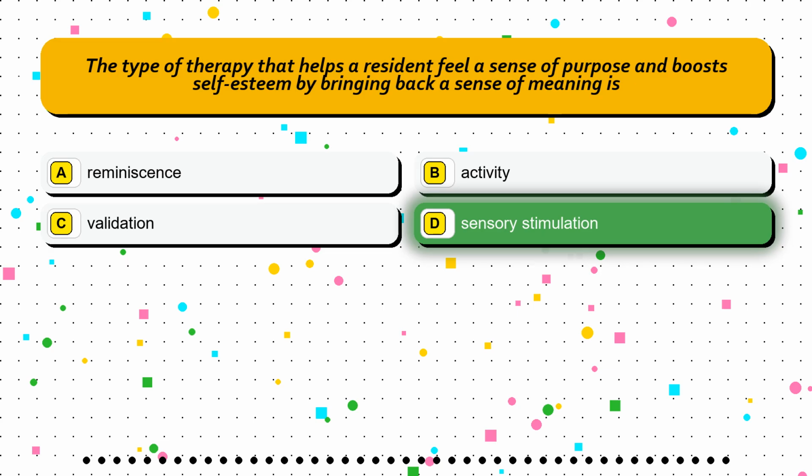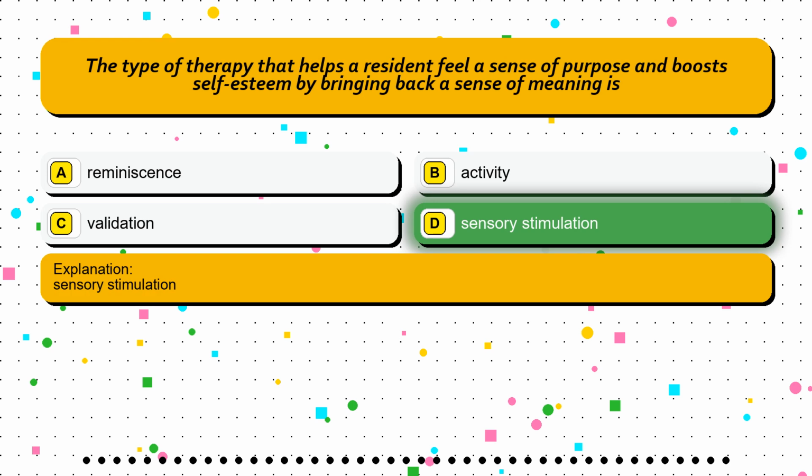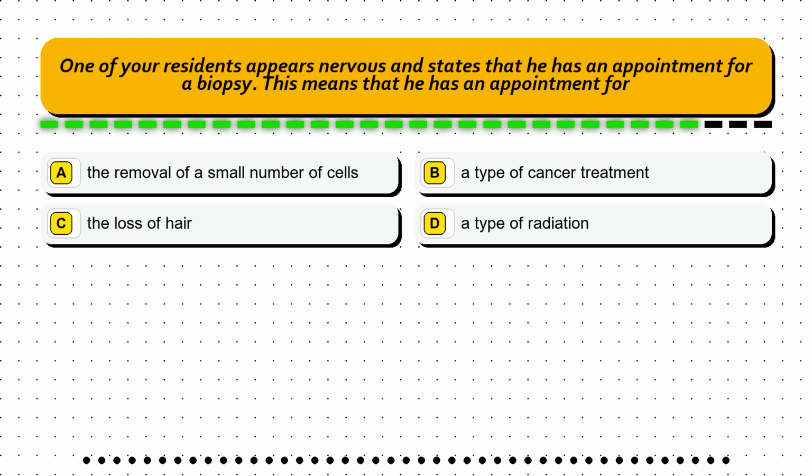The correct answer is option D, sensory stimulation. Question 23. One of your residents appears nervous and states that he has an appointment for a biopsy. This means that he has an appointment for: Option A, the removal of a small number of cells. Option B, the type of cancer treatment. Option C, the loss of hair. Option D, the type of radiation.